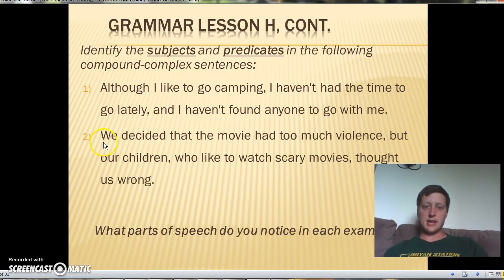So, this actually has 2 independent clauses. We decided that the movie had too much violence. So we, subject, decided that the movie had too much violence, predicate. But there's our coordinating conjunction with the comma separating the 2 independent clauses. Our children thought us wrong. We could take that dependent clause out, right? And just say our children thought us wrong. So our children would be the subject, thought us wrong would be the predicate.